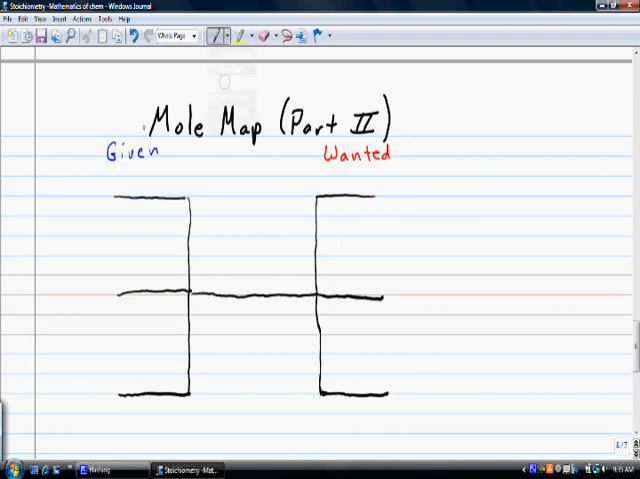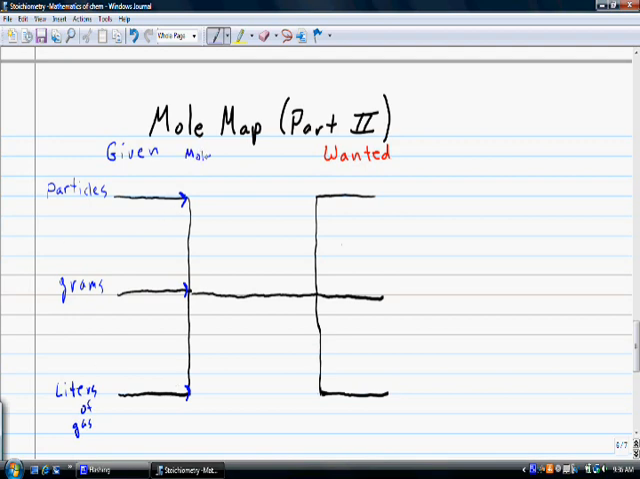Okay, so let's begin with the given side. On the given side, you could be given a certain amount of particles or a certain amount of grams or a certain number of liters of gas. Our first goal is to change them into moles of that particular substance, so we're always working from left to right. And if you start with particles, grams, or liters, you have to gather all your moles first.